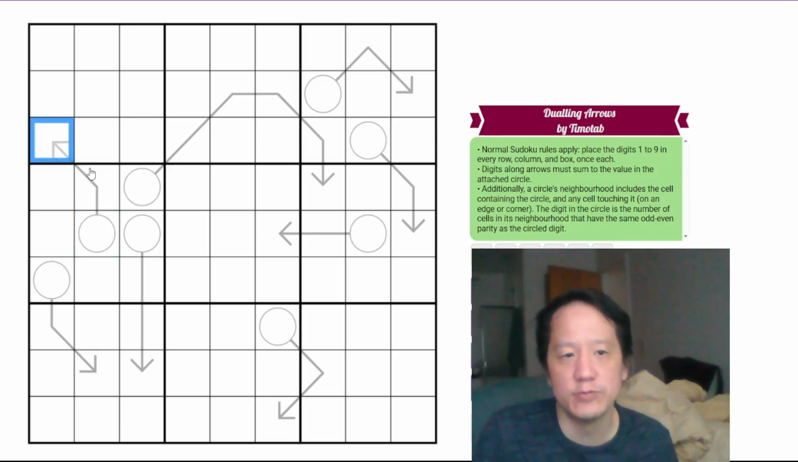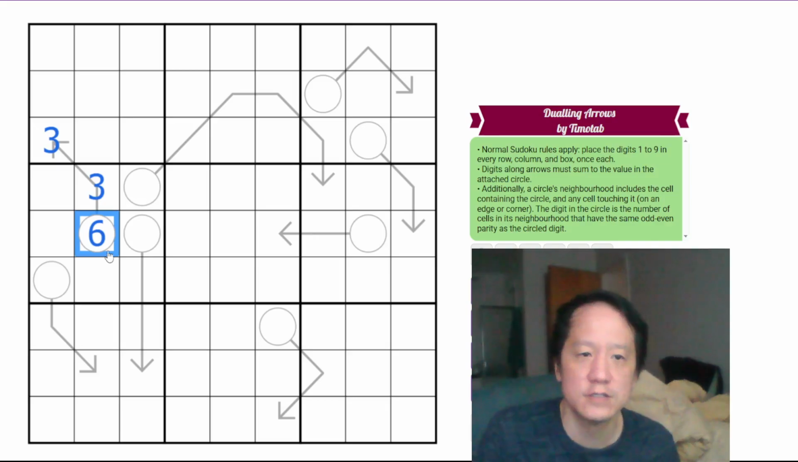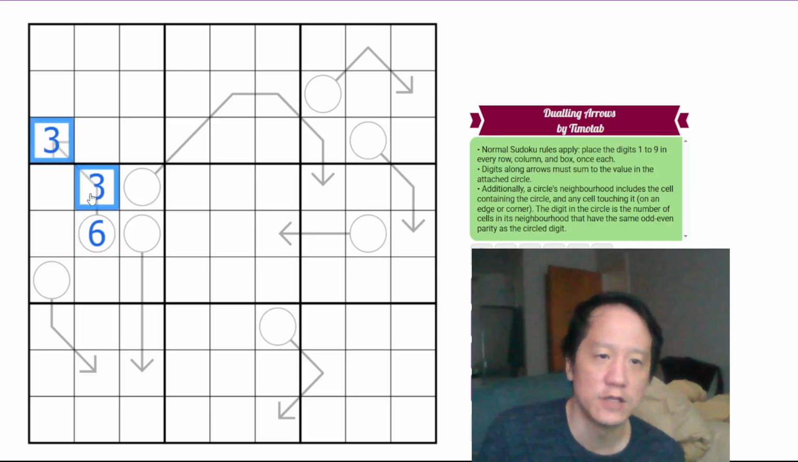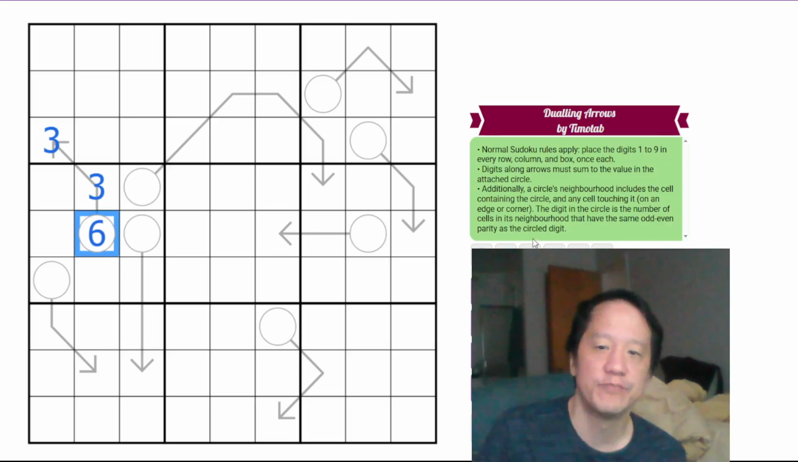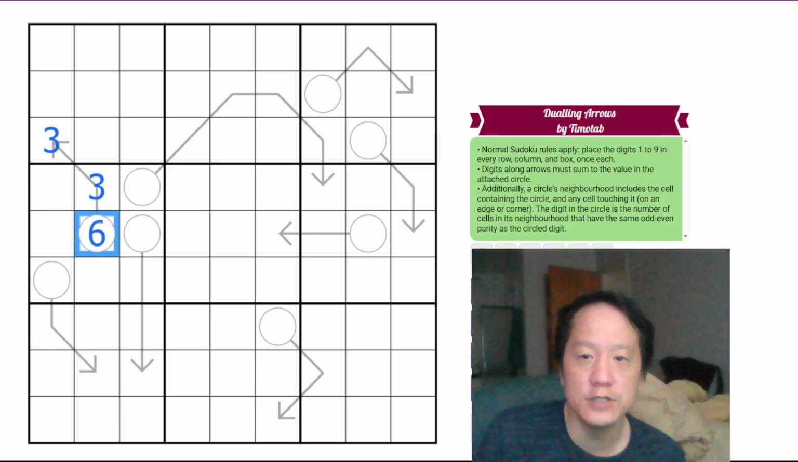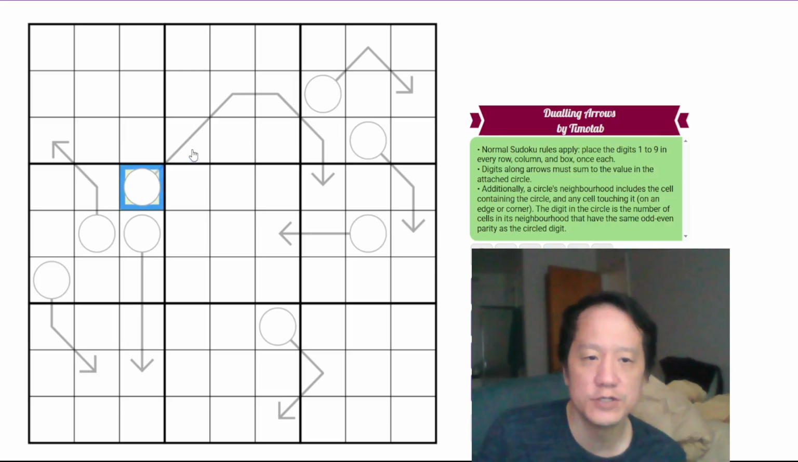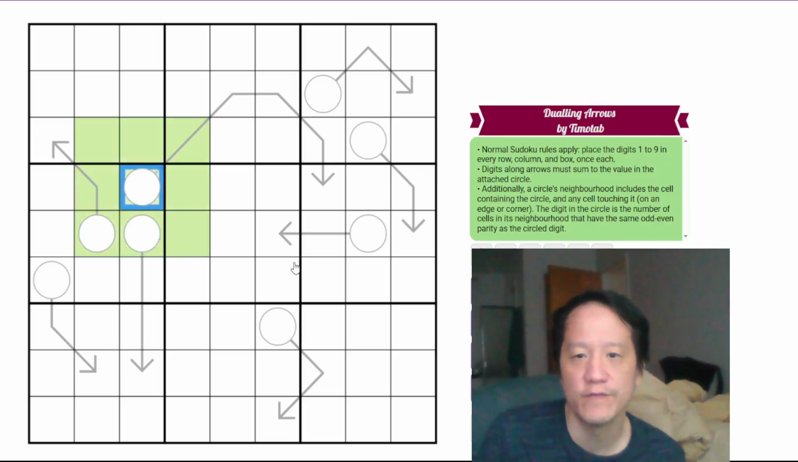So as an example, we could have 3, 3, and 6, because these two digits along the arrow sum up to what's in the circle. Additionally, a circle's neighborhood includes the cell containing the circle and any cell touching it on an edge or a corner. So the neighborhood for this circle would essentially be all of these cells that are marked green, including itself.